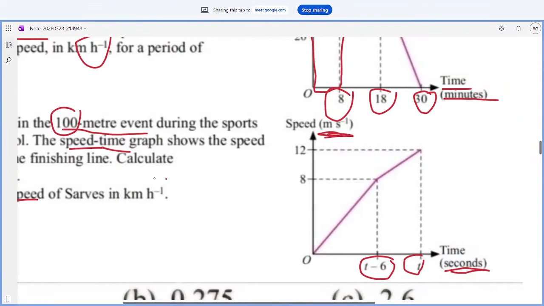Alright, and then for part B, they ask average speed in kilometer per hour. So this one you need to change both units, guys. Meter to kilometer, second to hour. So meter to kilometer conversion, guys, may I know what to do? Test your conversion now. Meter to km.